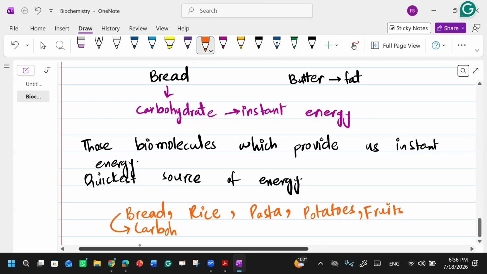If one of your friends is not studying biology and has no interest in biology, and he asks you what he should take when he is hungry and needs instant energy, what would you suggest him? Carbohydrates, carbs. You would suggest him to take carbohydrates instead of butter or any fatty, oily thing. What is better? To take fruits, potatoes at that time.